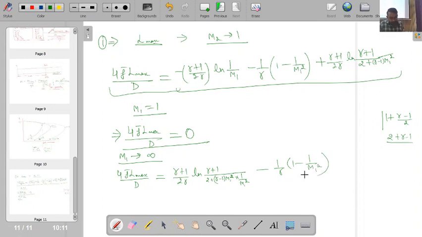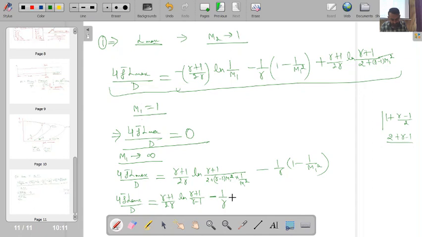Now you substitute M1 to infinity. If you substitute M1 to infinity, my 4f bar L max by D becomes gamma plus 1 by 2 gamma ln of, here 2 by M1 will become 0, so this will become ln of gamma plus 1 by gamma minus 1. And minus of this, 1 by infinity will become 0, minus of 1 by 2.